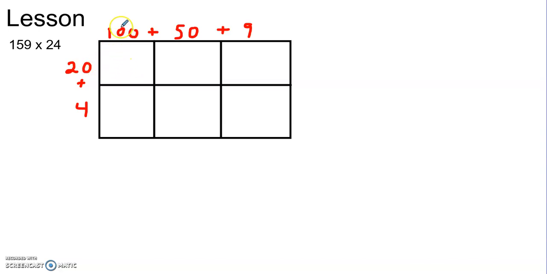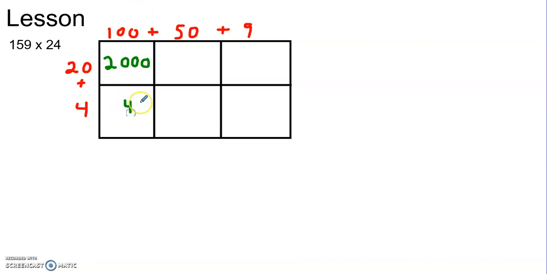So for this first square, I'm going to do 100 times 20. And 100 times 20 equals 2,000. So I'm going to write 2,000. Now the box under here, I look at top, I have 100. I look to the left, it's 4. So 100 times 4 gives me 400.